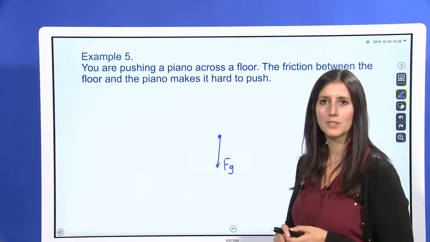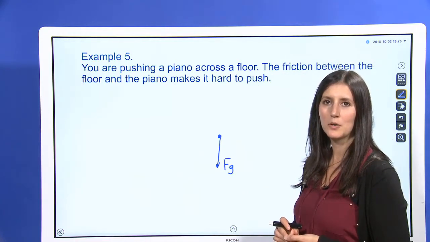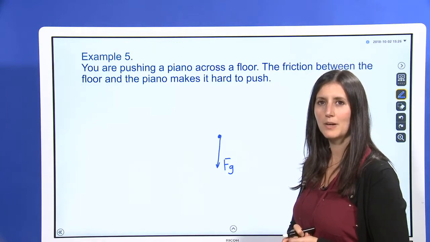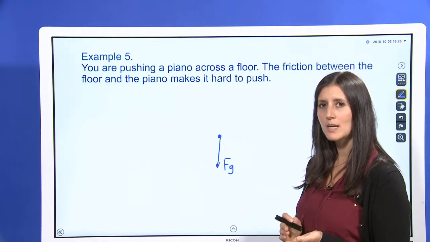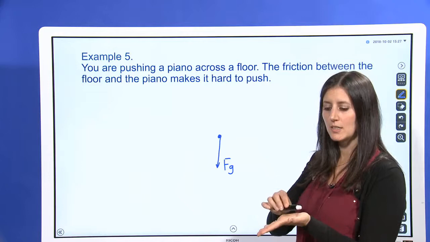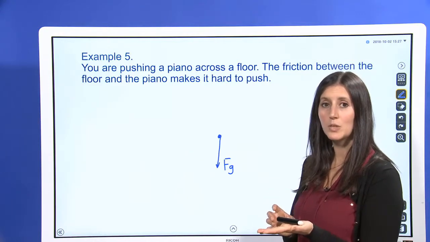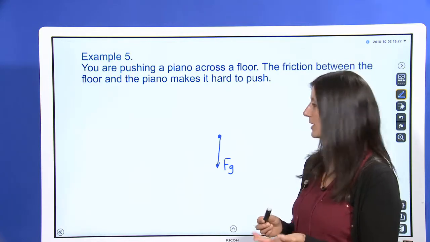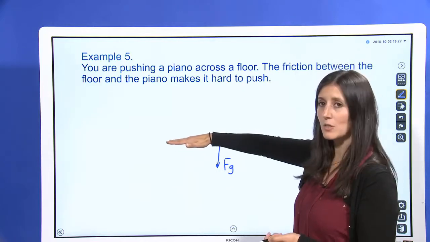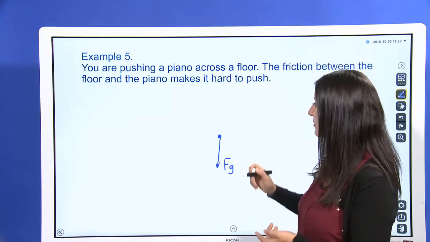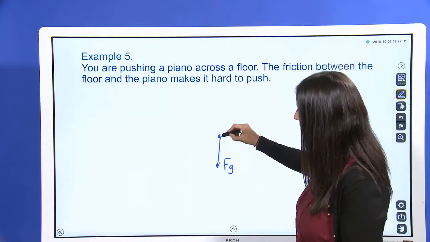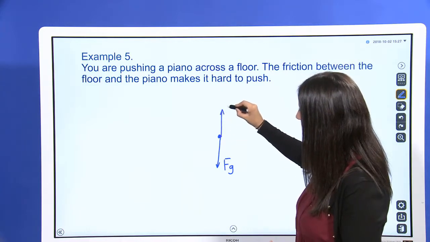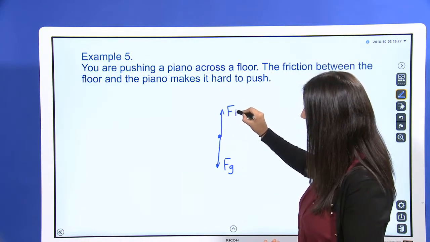Now, what other forces are there? The second force that we talked about, I believe, was the normal force. That's if the object is in contact with a surface, which it is. The piano is on the floor. We're assuming the floor is horizontal, so the normal force would be perpendicular to that, holding the piano up. So it would look like this, the normal force.